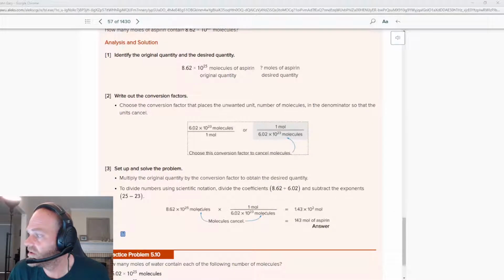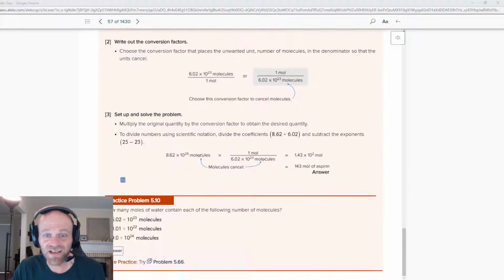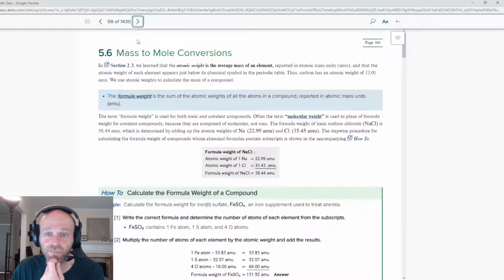And then if you want to convert the number of molecules to moles, you can just divide. So I like the way they set this up. They write out the conversion factors. You can go through here and practice.